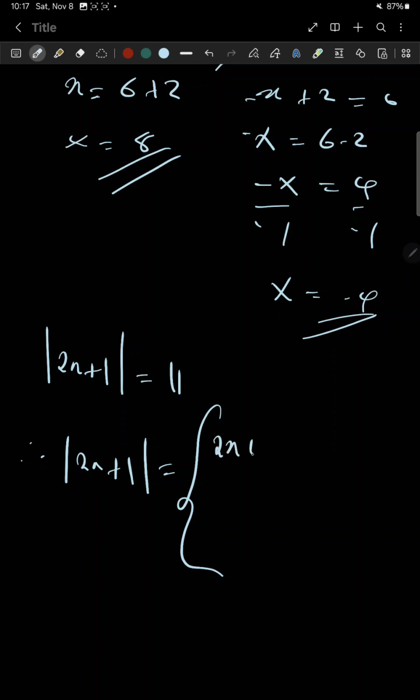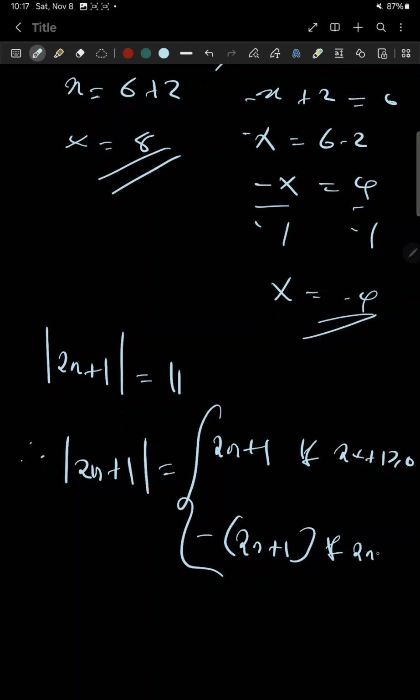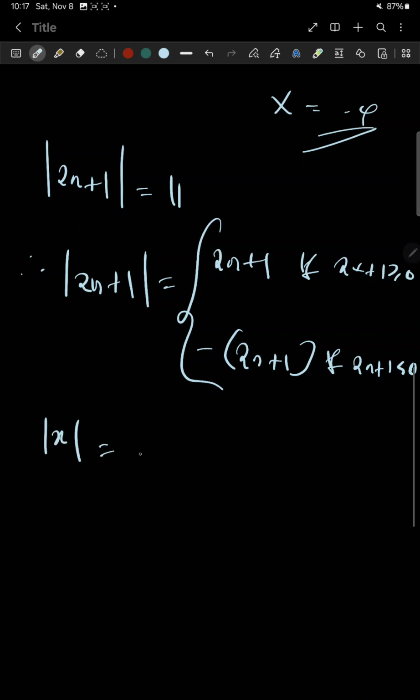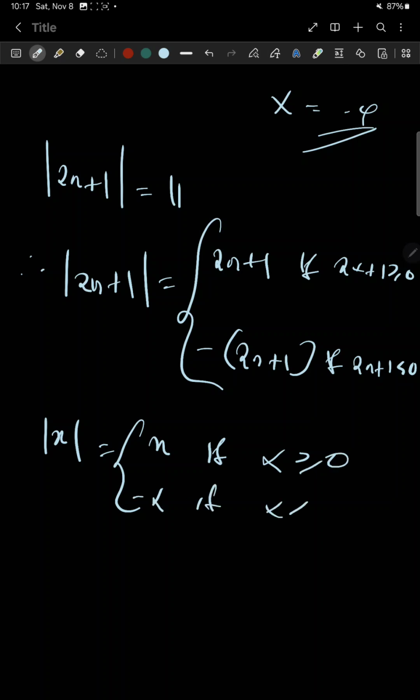Then you're going to write 2n plus 1 if 2n plus 1 is greater than or equal to 0. Then negative of what is inside. When do you have negative? If what is inside is less than 0. That's when you have that, right? Which is this: modulus of x is equal to x if x is greater than or equal to 0, and negative x if x is less than 0.